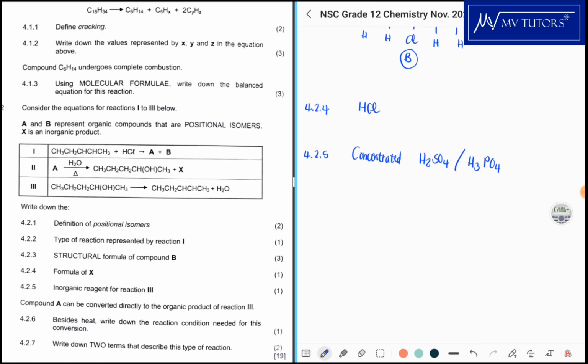And then it says compound A, the haloalkane, can be converted directly to the organic product of reaction 3. What are they saying? 4.2.6. So they're saying you can go from the haloalkane all the way to an alkene.